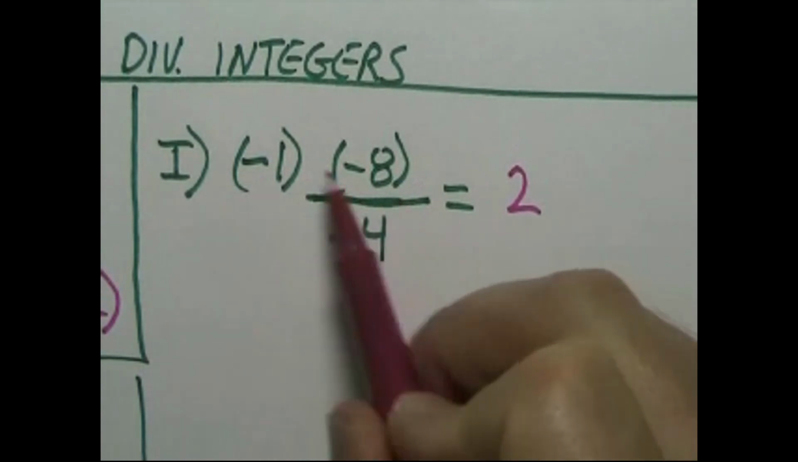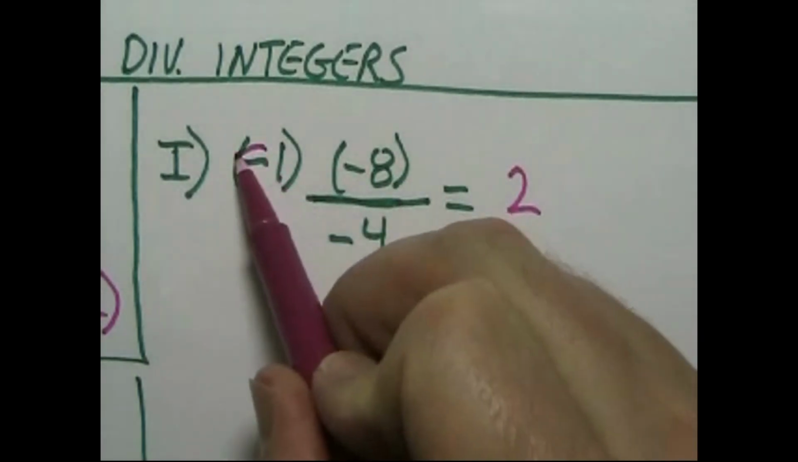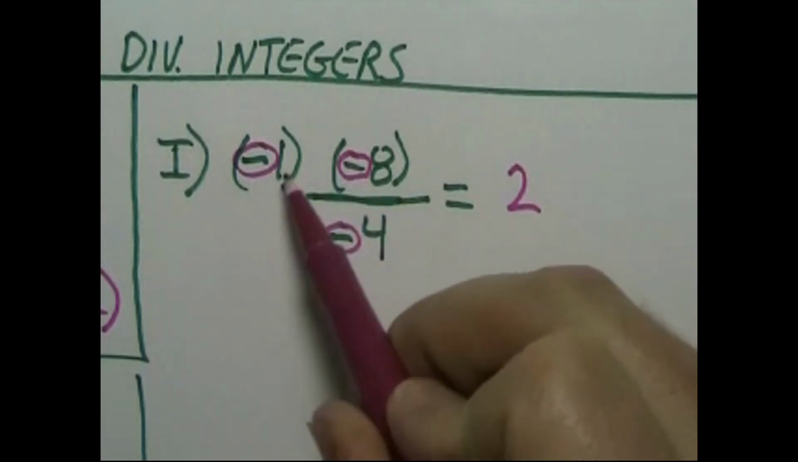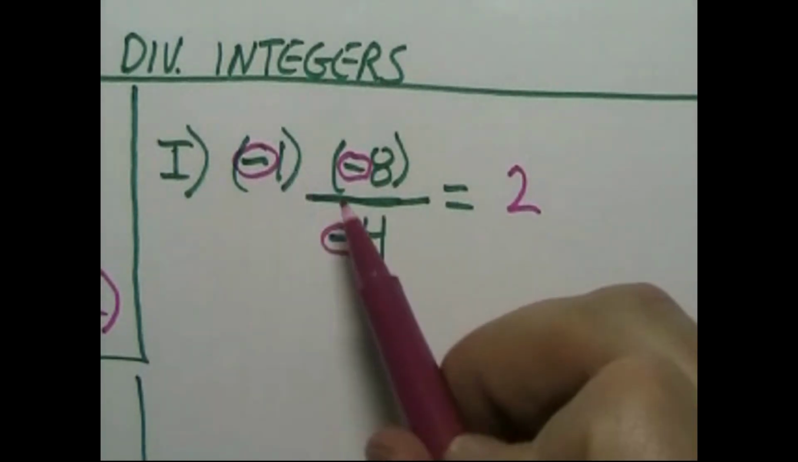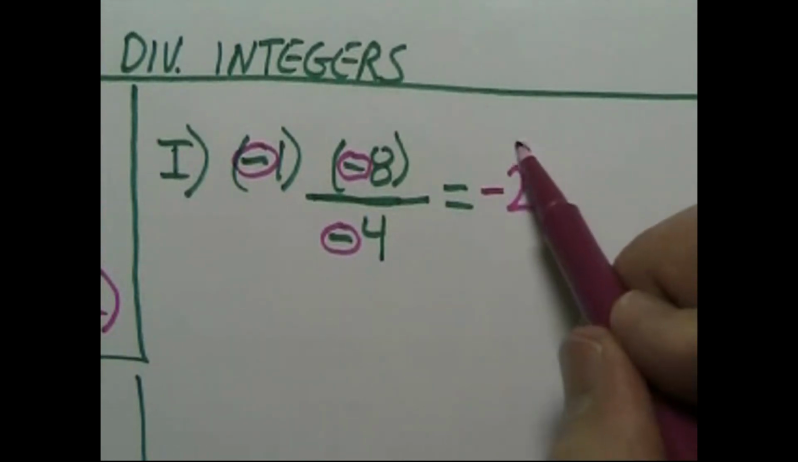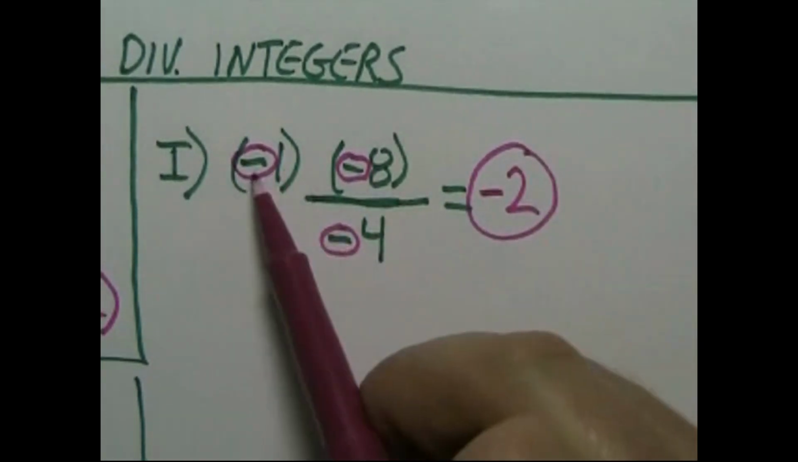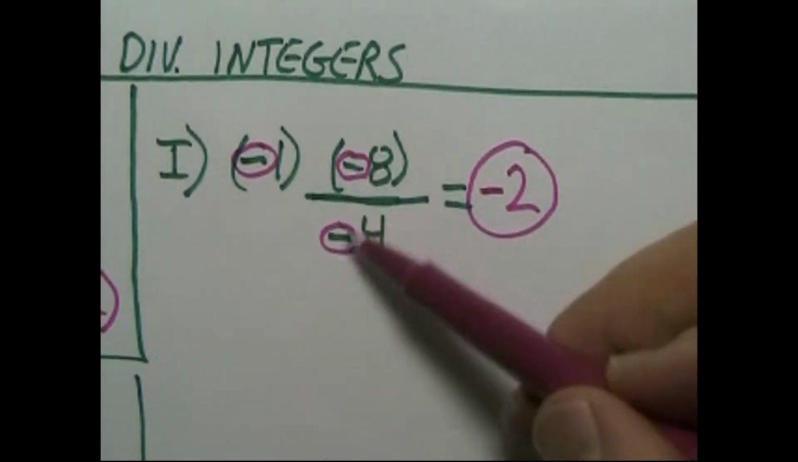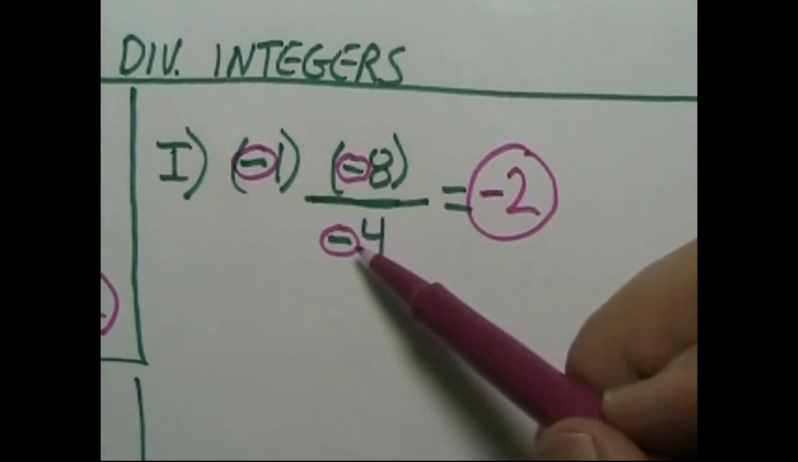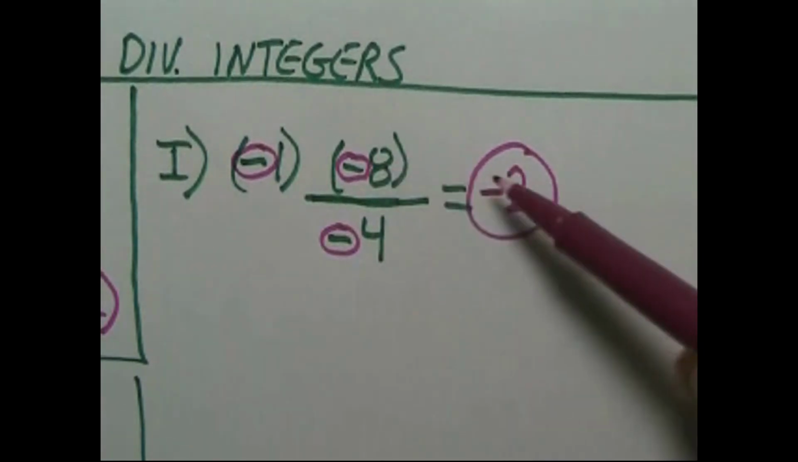We divided, multiplied, divided. Now we count the negatives. There's 1, there's 2, and there's 3. Three negatives. Two of them cancel. You still have 1 left over. So it's negative 2. Two negatives will cancel, even if they're up and down or sideways, it doesn't matter which ones. Any two will cancel. You have 1 left over.